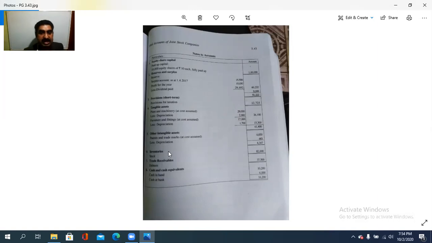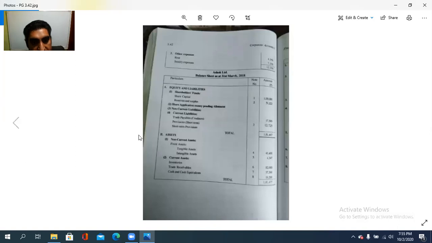And likewise, there are intangible assets. That intangible asset, what is that? Patent and trademark. At the cost assumed is 4,830, less depreciation 483. So 4,347 is the balance amount. So 41,400 is the tangible asset and intangible asset is 4,347. Both constitute what? Non-current asset. And then current assets. What are the current assets? Inventory, bills receivable, debtors, and cash and cash equivalents, isn't it? So these all are the current assets.